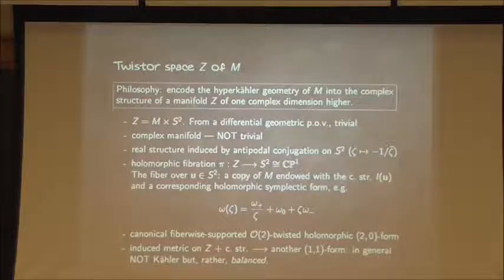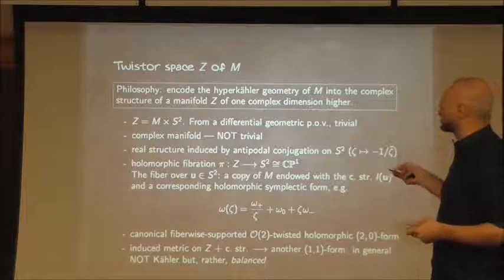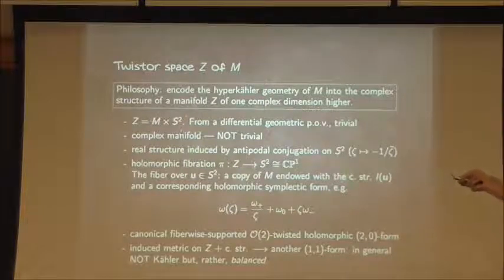But it's a repackaging of the hyperkähler data. It's nothing more. You don't gain much. It's just a nice, very clever repackaging. So twistor space is by definition, from a differential geometric point of view, just a direct product between the hyperkähler manifold and the sphere of complex structures.